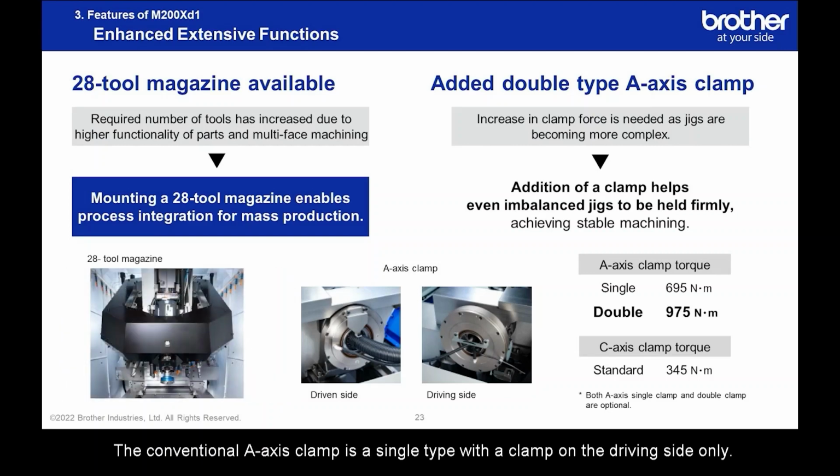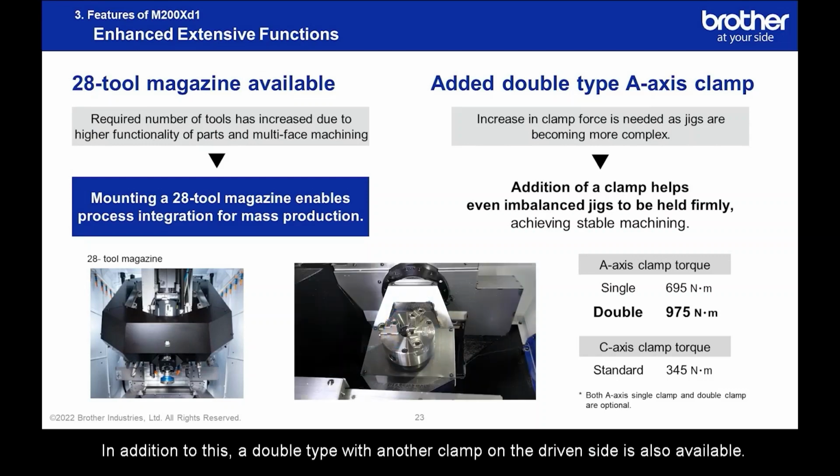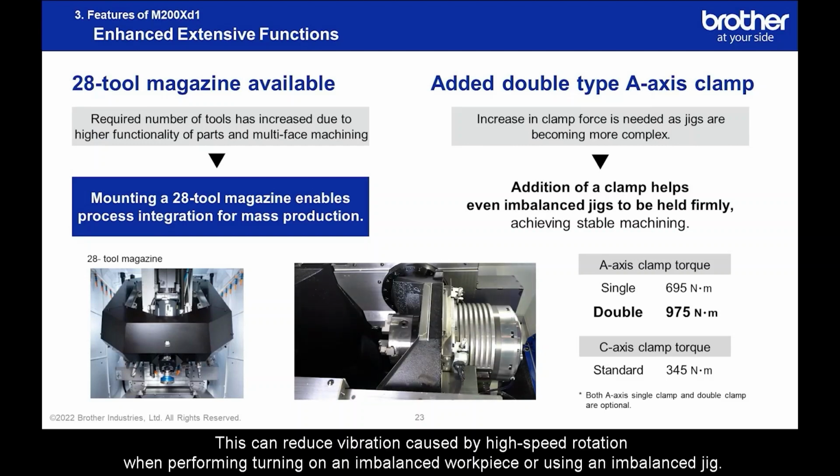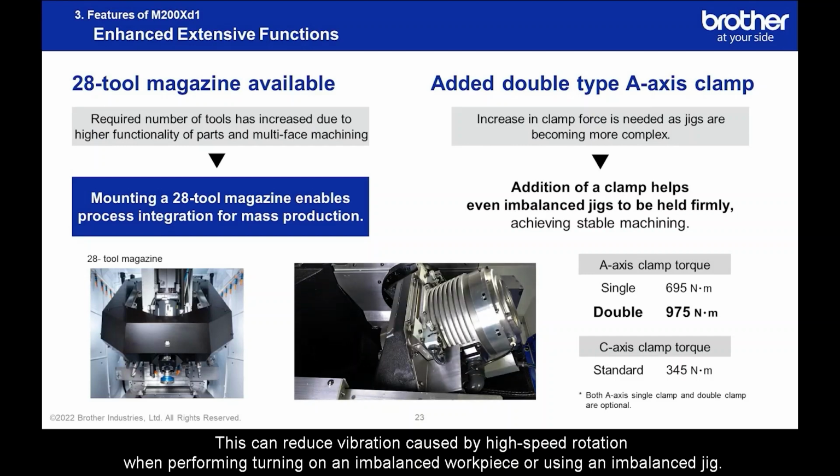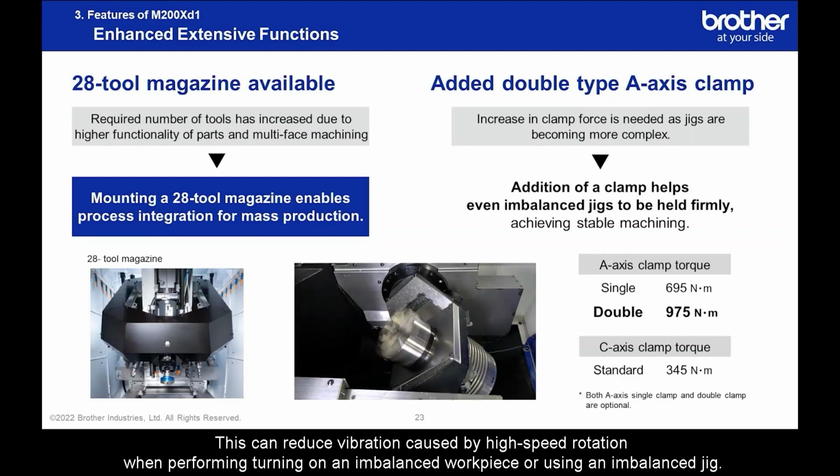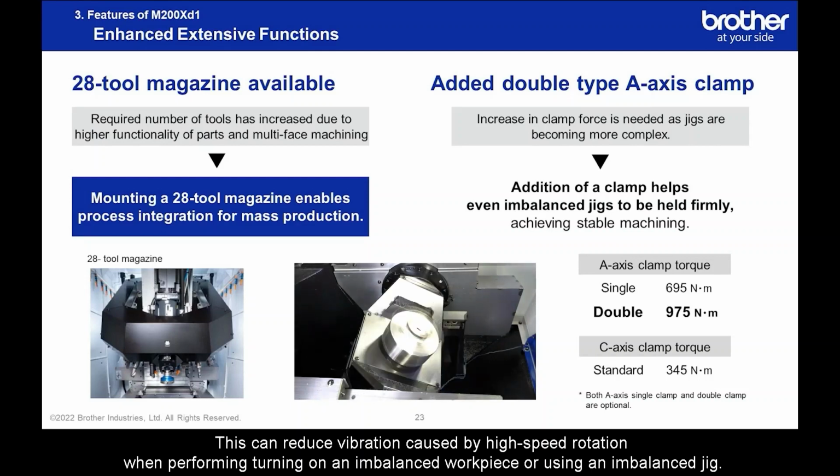The conventional A-axis clamp is a single type with a clamp on the driving side only. In addition to this, a double type with another clamp on the driven side is also available. This can reduce vibration caused by high-speed rotation when performing turning on an imbalanced workpiece or using an imbalanced jig.